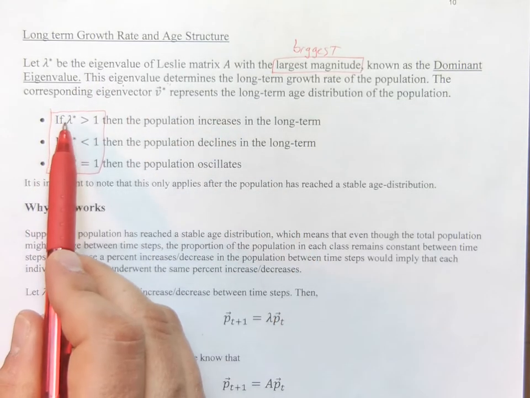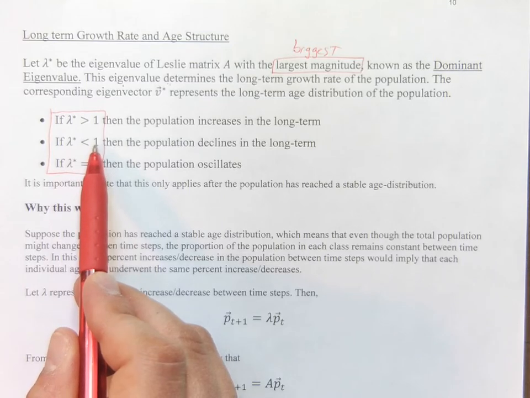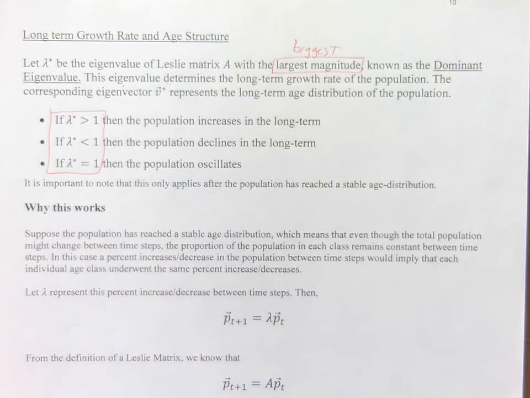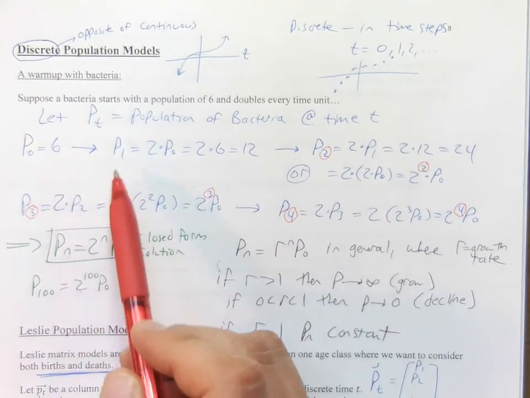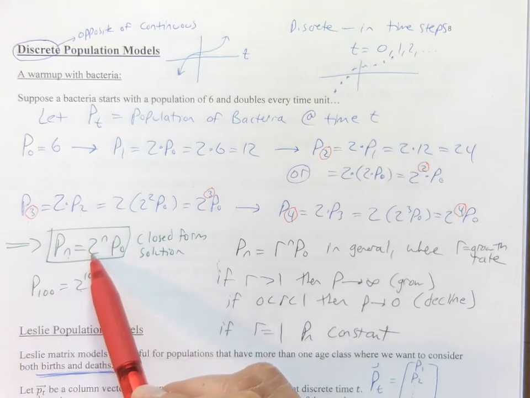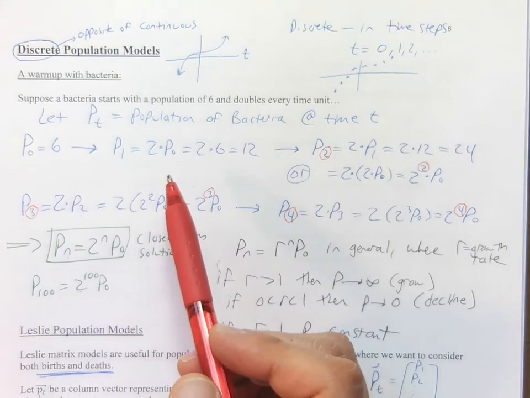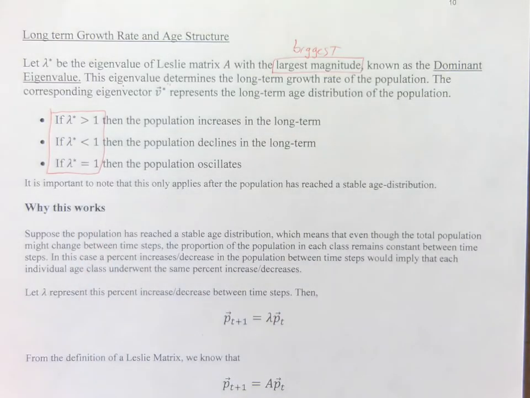If the long-term growth rate is bigger than 1, the population is going to grow. If the long-term growth rate is less than 1, the population will decline. And if it equals 1, it oscillates. Again, very similar to what we just saw with the bacteria, right? We saw that the bacteria was doubling every time because the growth rate was bigger than 1. And so we have a very similar thing here, where if the long-term growth rate is bigger than 1, it means the population is growing. If it's less than 1, it's declining.